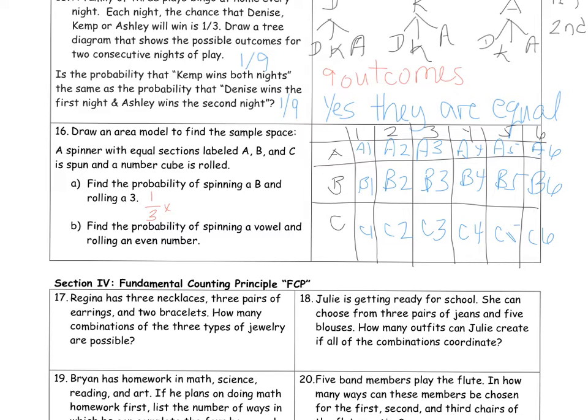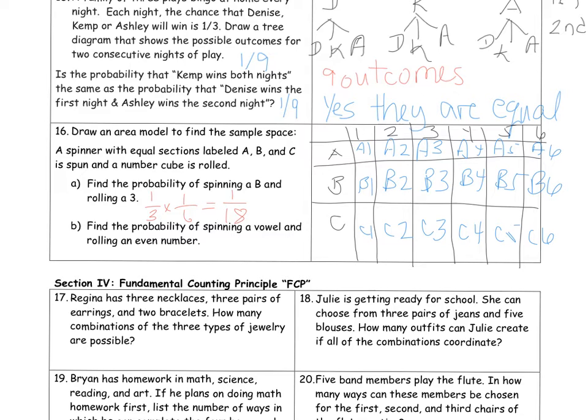And there is only 1 out of 6 chances that you'll roll a 3. So you end up with 1 out of 18 possibilities. You can also count that there are 18 possibilities and only one of them is B3.